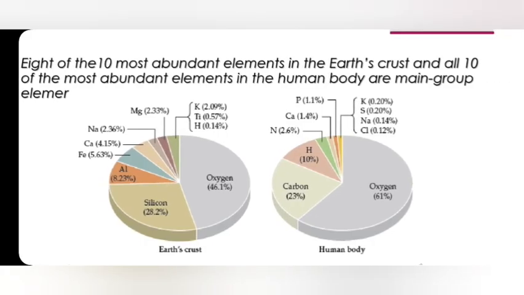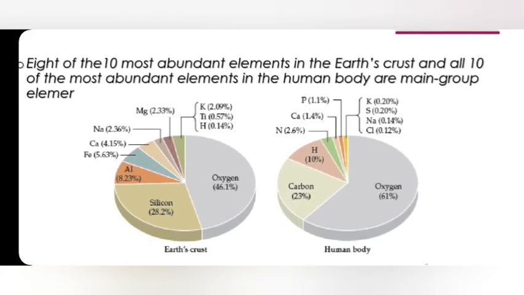If you talk about the human body, it has a large amount of oxygen. As you know, oxygen is essential for our survival. So oxygen is mostly present, about 61%, then we have carbon 23%, then hydrogen 10%, and some other elements which are present in small amounts like phosphorus, calcium, nitrogen, potassium, sulfur, sodium, and chlorine.